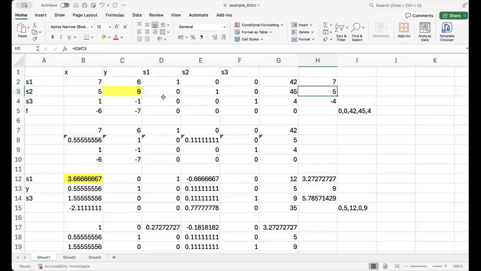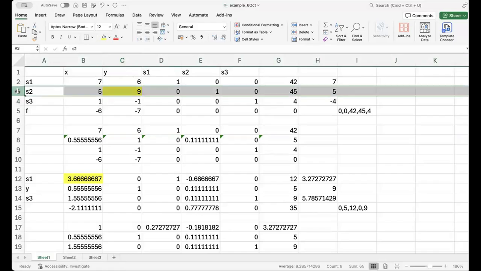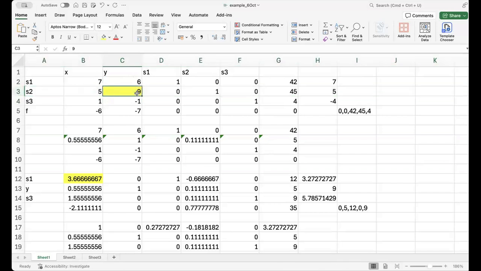So in the next round, we're going to add y as a basic variable, and we remove s2 from our basic variables. In the next round, our basic variables become s1, y, and s3. So this is the pivot element. So we need row operations. We divide this whole row by 9, then we obtain 1 here.